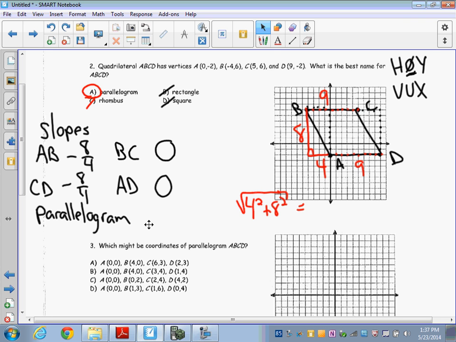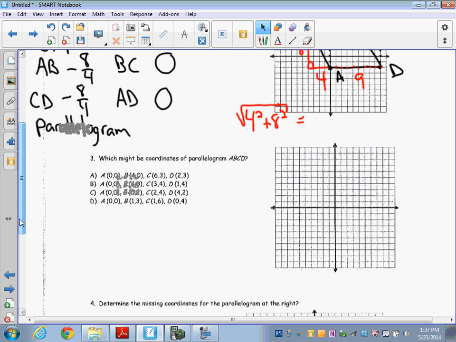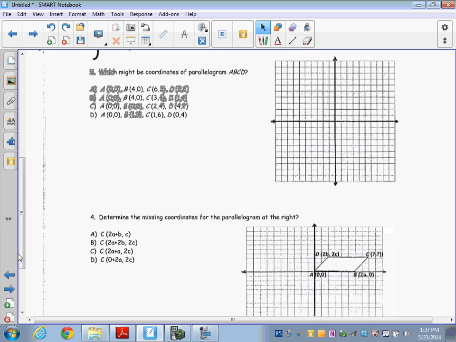Let's move on to question 3. We're asked to find out which coordinates might be a parallelogram. The easiest way to do this is just to graph them. So they do A in black: 0, 0, 4, 0, 6, 3, and 2, 3. And actually you'll see that A is a parallelogram right from the start.